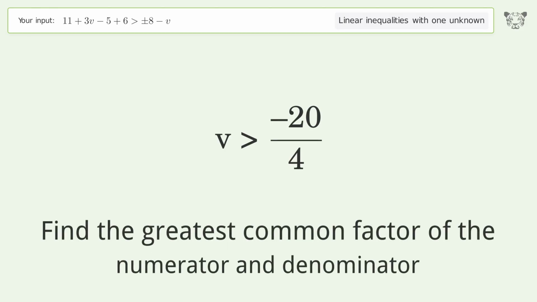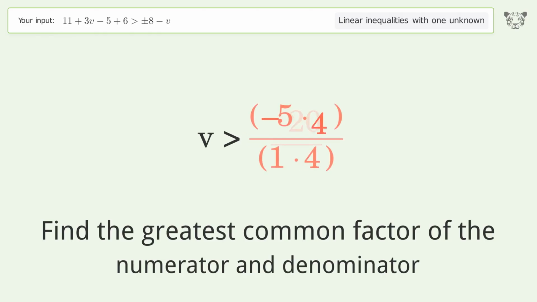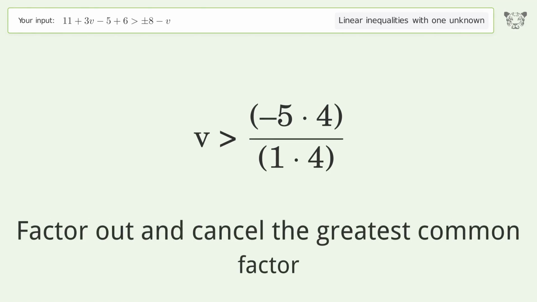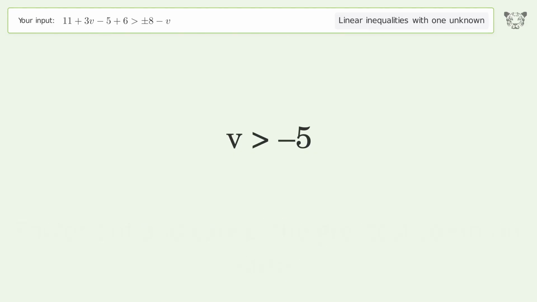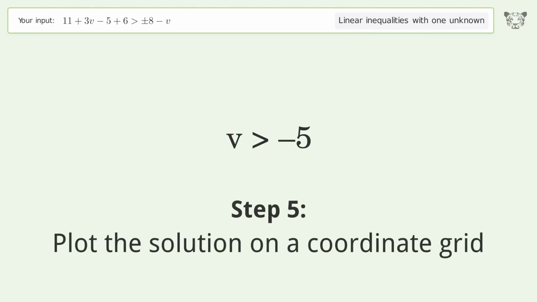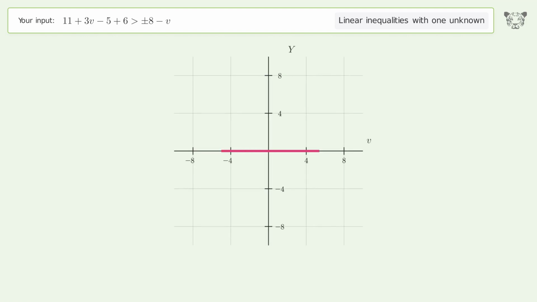Find the greatest common factor of the numerator and denominator. Factor out and cancel the greatest common factor. Plot the solution on a coordinate grid. And so the final result is v greater than -5.